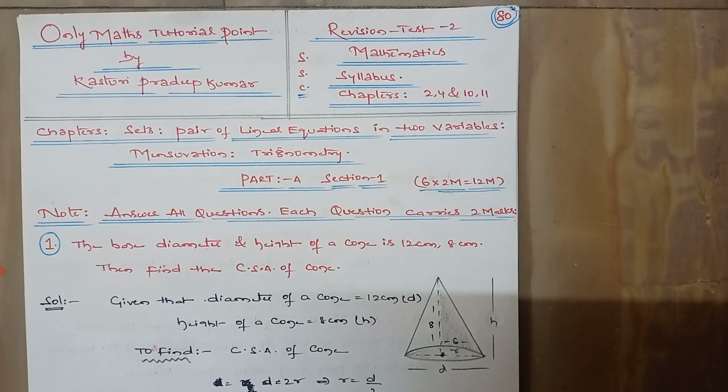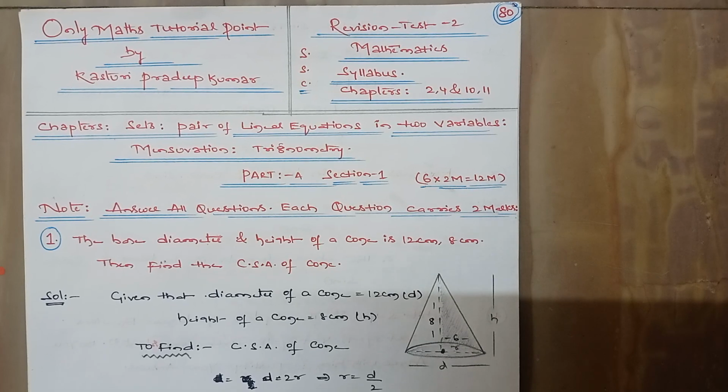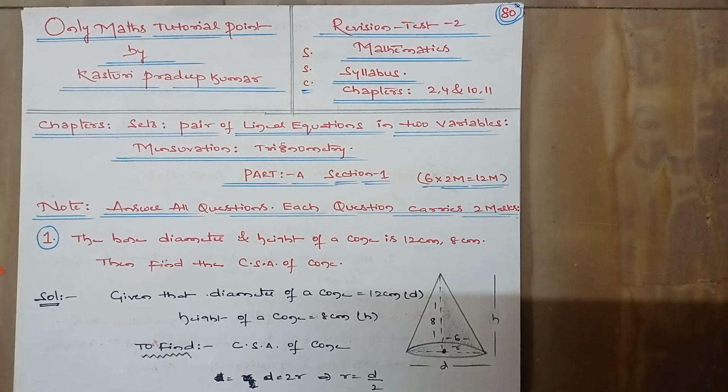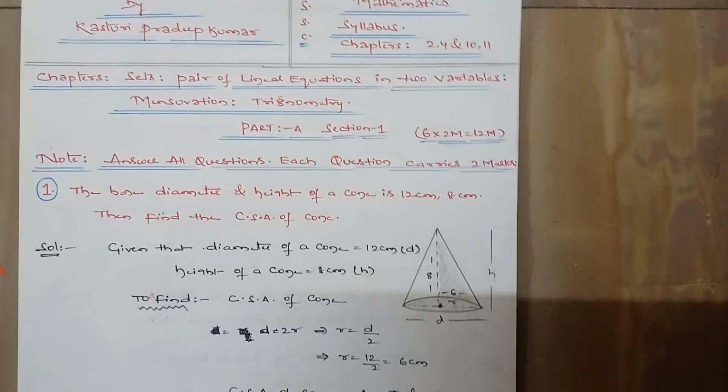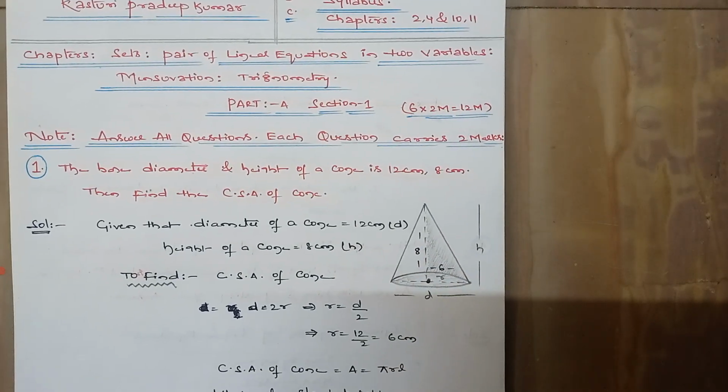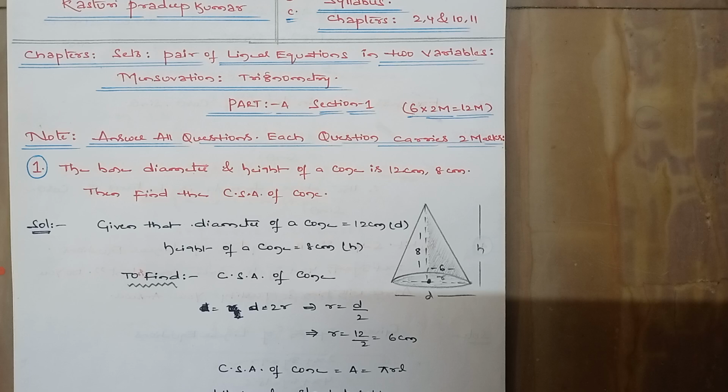So here guys, what is given? The base diameter and height of a cone are 12 centimeters and 8 centimeters. Then find the CSA, the curved surface area of the cone. Okay, draw a cone with radius and height.